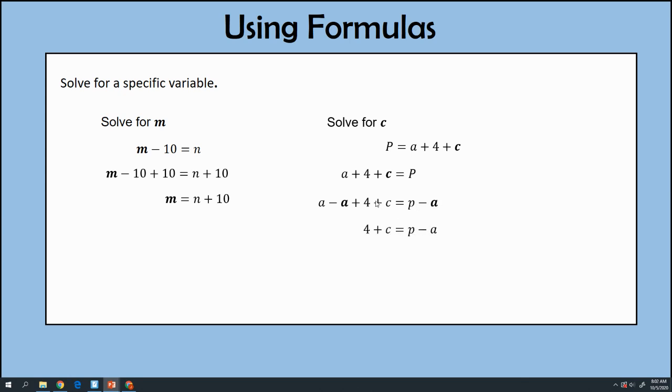Once I eliminate the a, from the left side I have 4 plus c equals p minus a. Again, our objective is to get c by itself. Since 4 is added to it, we're going to subtract 4 from both sides. 4 minus 4 is 0. That gets c by itself, equals p minus a minus 4. I just add another minus 4 on the end of it, and there's our solution. c equals p minus a minus 4.